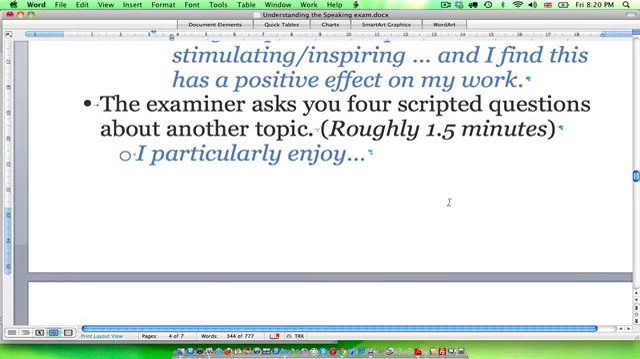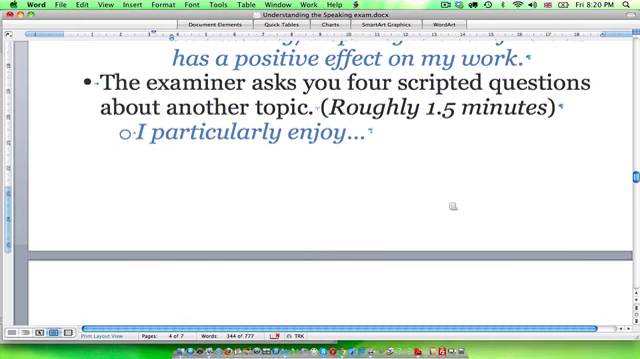Okay, so now after that first section of part 1, you will come to this section. So the examiner will ask you 4 scripted questions about another topic, and this section is roughly 1.5 minutes long, maybe a little bit longer, maybe as long as two minutes. So this could really be about anything. So I'm just sharing a few things that you can use.